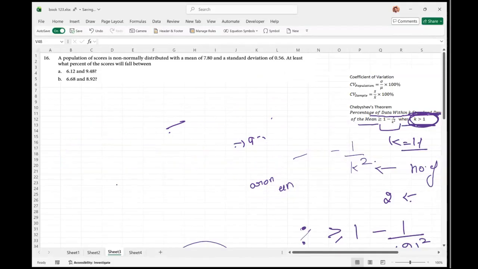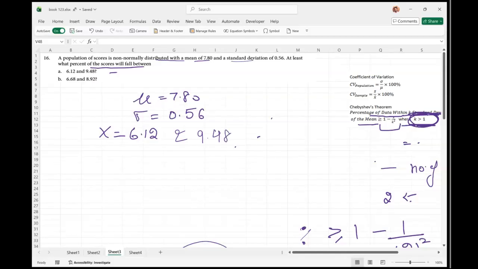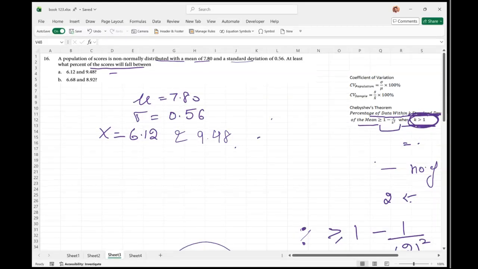Now, based on this concept which we've learned, we're going to try and solve 1 or 2 questions here. A population of scores is non-normally distributed around the mean. The mean value is 7.80. The standard deviation sigma is equal to 0.56. At least what percent of the scores will fall between 6.12, the x value, and 9.48?